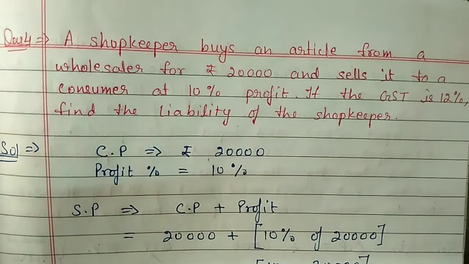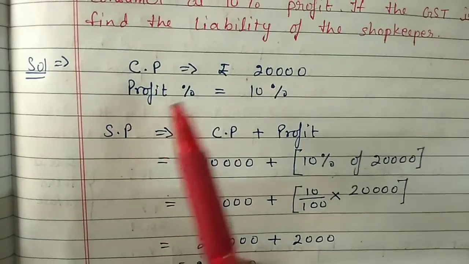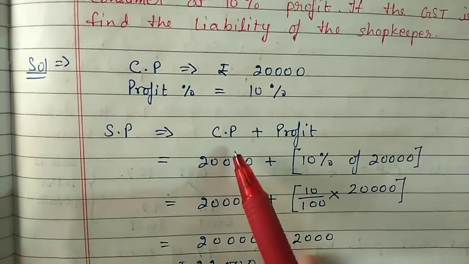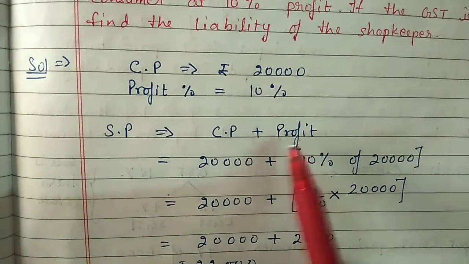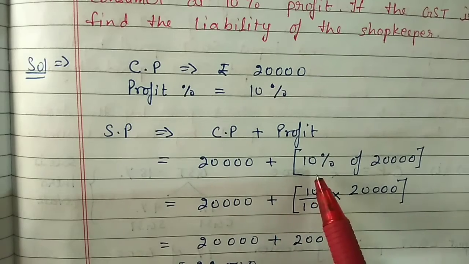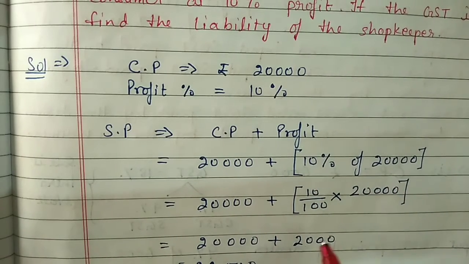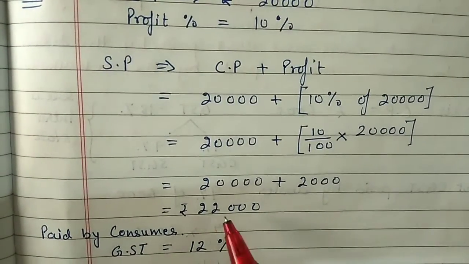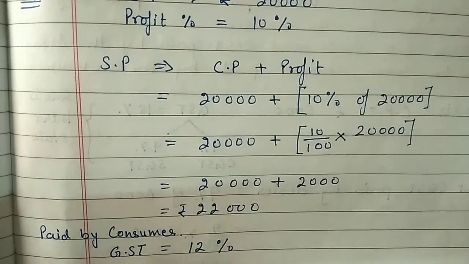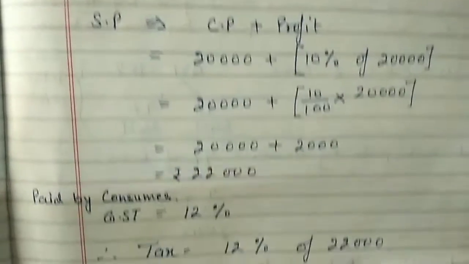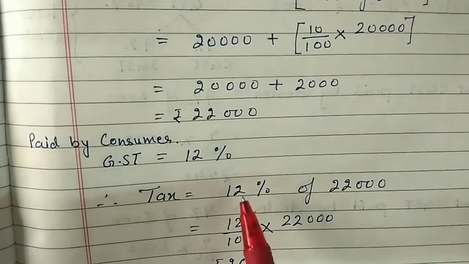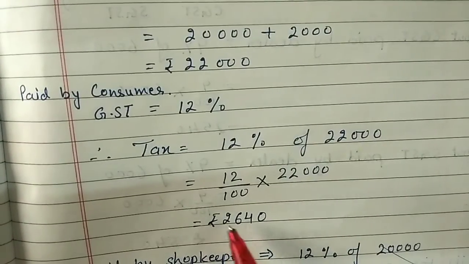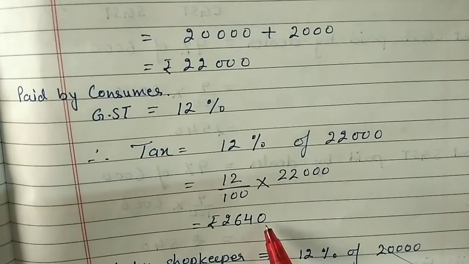So first, CP is given 20,000, profit is given 10%. So selling price will be cost price plus the profit, 20,000 plus 10% of 20,000, that is equal to 2,000. So selling price will be 22,000 and the GST paid by the consumer will be 12%. So how much tax? 12% of 22,000, that is equal to 2,640 rupees.